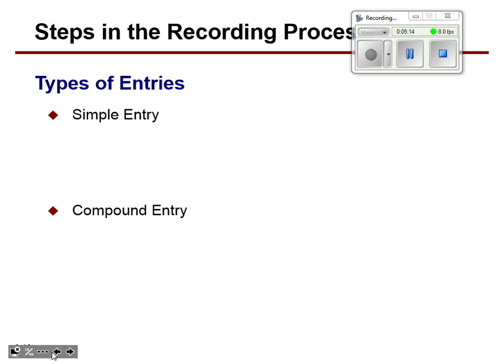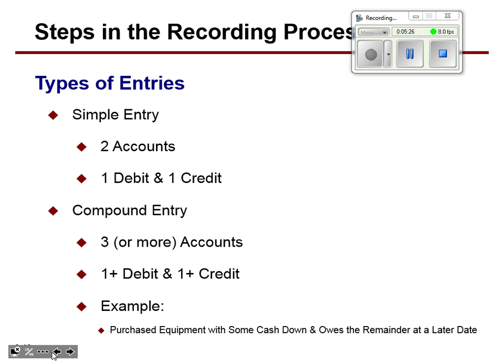You already know this, but there's really two types of entries, a simple and a compound entry. A simple entry will impact two accounts with a debit and a credit. A compound entry will be three or more, 1 plus debit and or 1 plus credit. And here is what I mean. If we decide we want to buy equipment using cash, you'd see a debit to equipment, a credit to cash. Two accounts. That's what's called a simple entry.